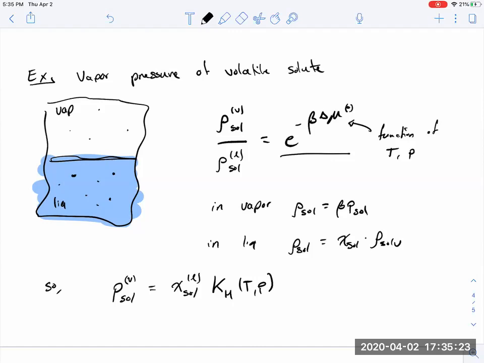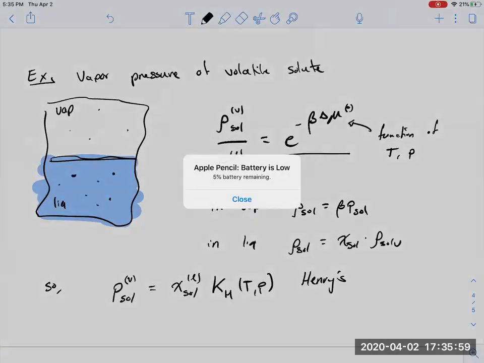Think all the way back to Chem 1A. If I wanted to ask you, for example, how much a specific volatile solute, like say a gas, like carbon dioxide, how much is soluble in a liquid, so what the mole fraction of carbon dioxide is in liquid water given some vapor pressure that you're exposing to that liquid, you would have computed that with a coefficient, this KH, known as Henry's law, known as the Henry's law coefficient.